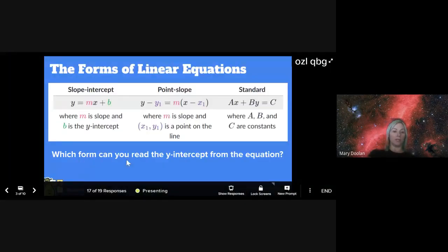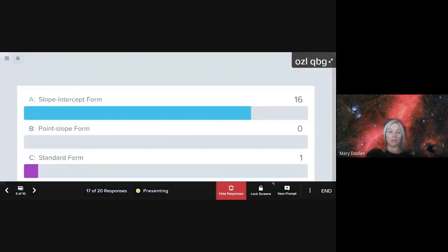Which form can you read the y-intercept from the equation? The y-intercept is represented by a lowercase b, right? And the only one that has that variable is right here. This is slope-intercept form. There's an uppercase B in standard form, but this is different. This is not the same as lowercase b. In math, the case of your variable is very important, right? And so the only correct answer here is slope-intercept form. A is the correct answer.